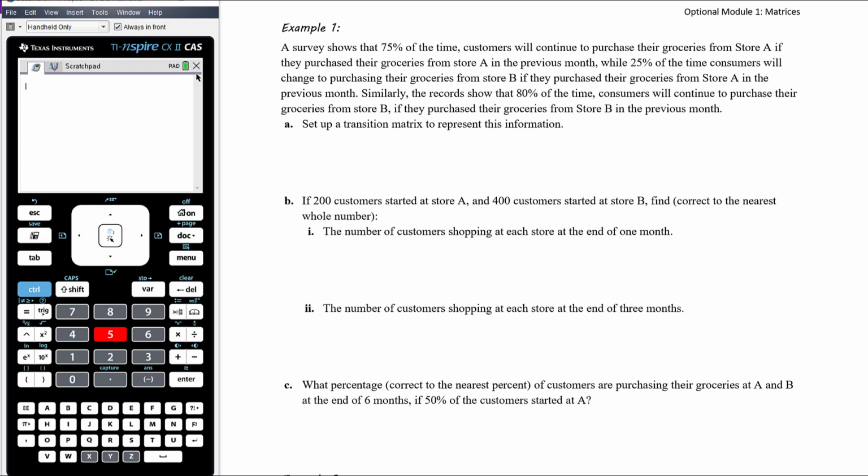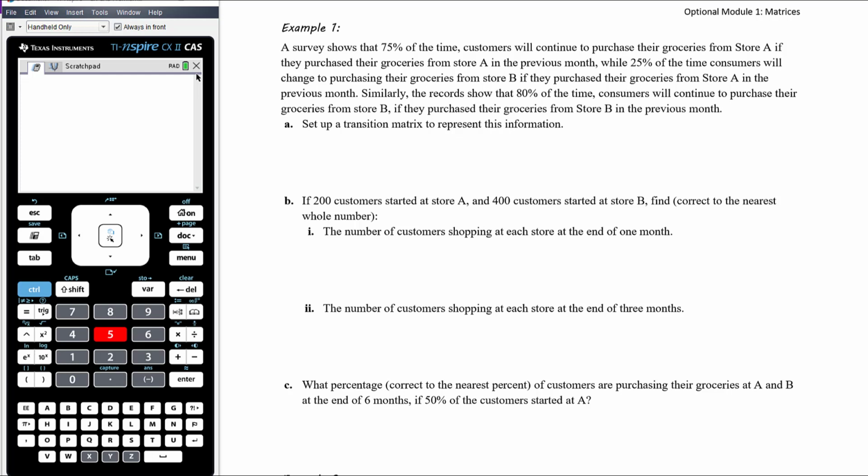So a survey shows that 75% of the time, customers will continue to purchase their groceries from store A if they purchased their groceries from store A in the previous month, while 25% of the time, consumers will change to purchasing their groceries from store B if they purchased their groceries from store A in the previous month. Similarly, the records show that 80% of the time, consumers will continue to purchase their groceries from store B if they purchased their groceries from store B in the previous month. Set up a transition matrix to represent this information.